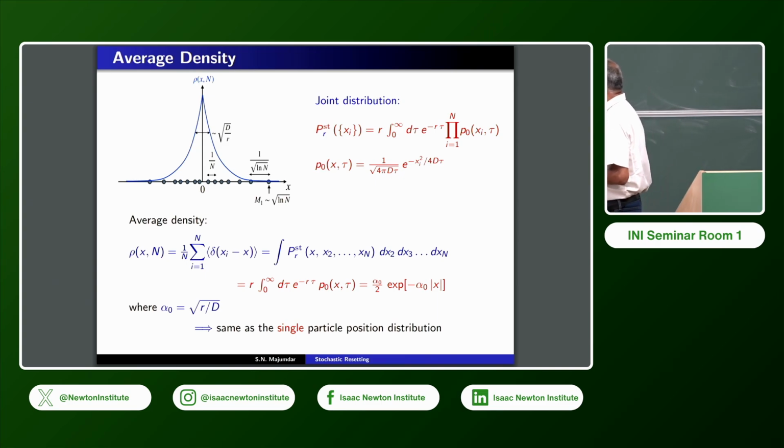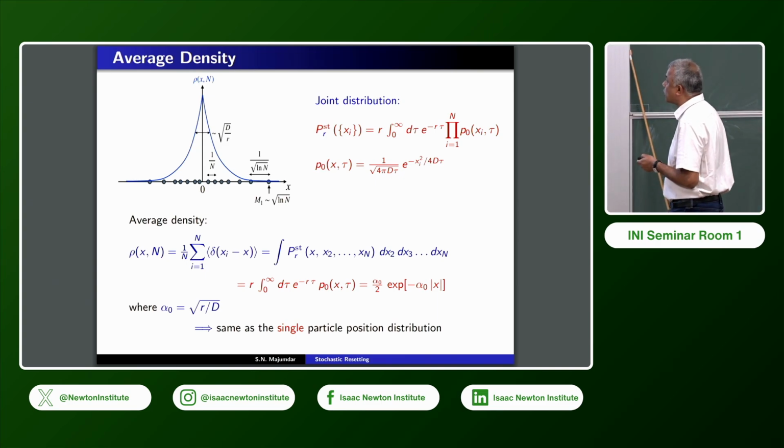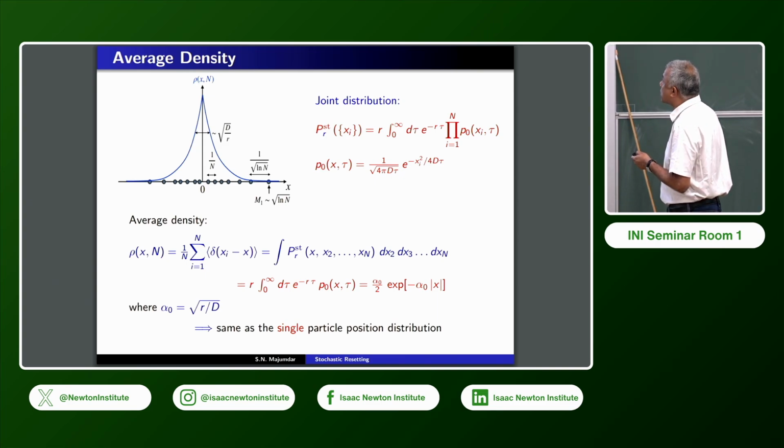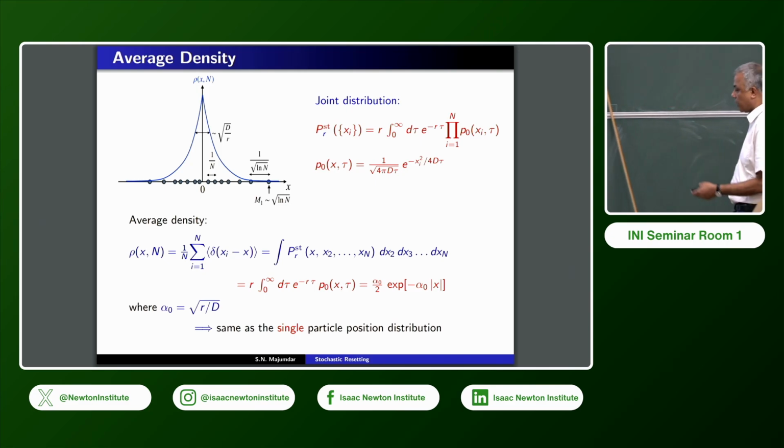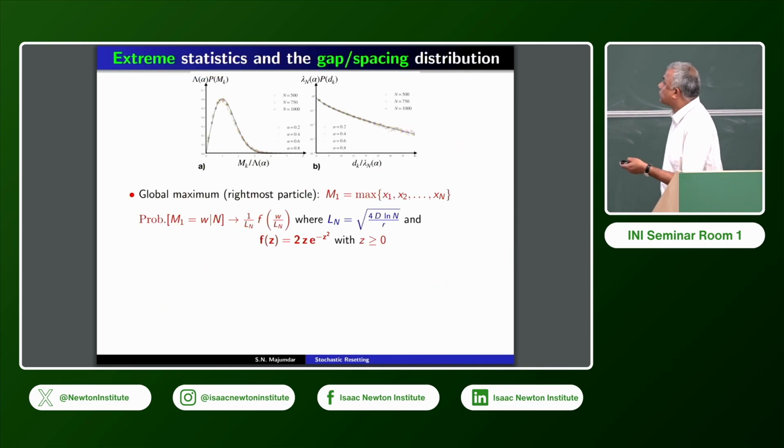But you can ask other questions. For example, what you can show is that the maximum typically scales like square root of log n for large n, and the gap between the first maximum and the second maximum scales like 1 over square root of log n. This is near the edge, and in the bulk, the separation between the particles is typically of order 1 over n. Again, without going into the details, let me just show you.